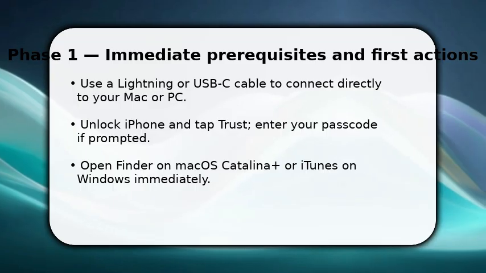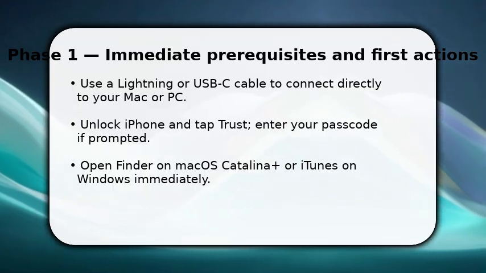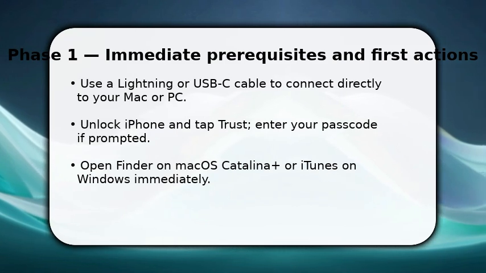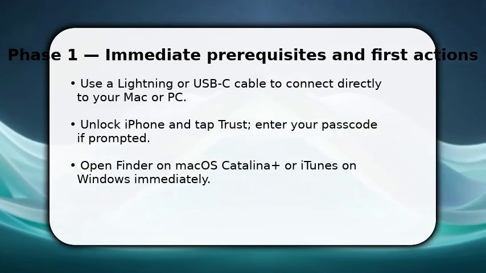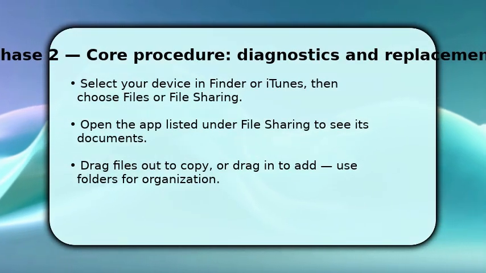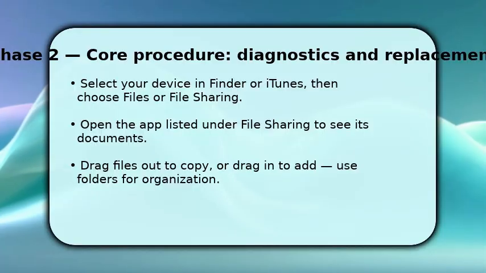If it does, you've completed the crucial first step that allows the system to request file access and enable file sharing. With the device visible, click it and select the Files or File Sharing section. You'll see apps that expose documents. Click an app to list its files.